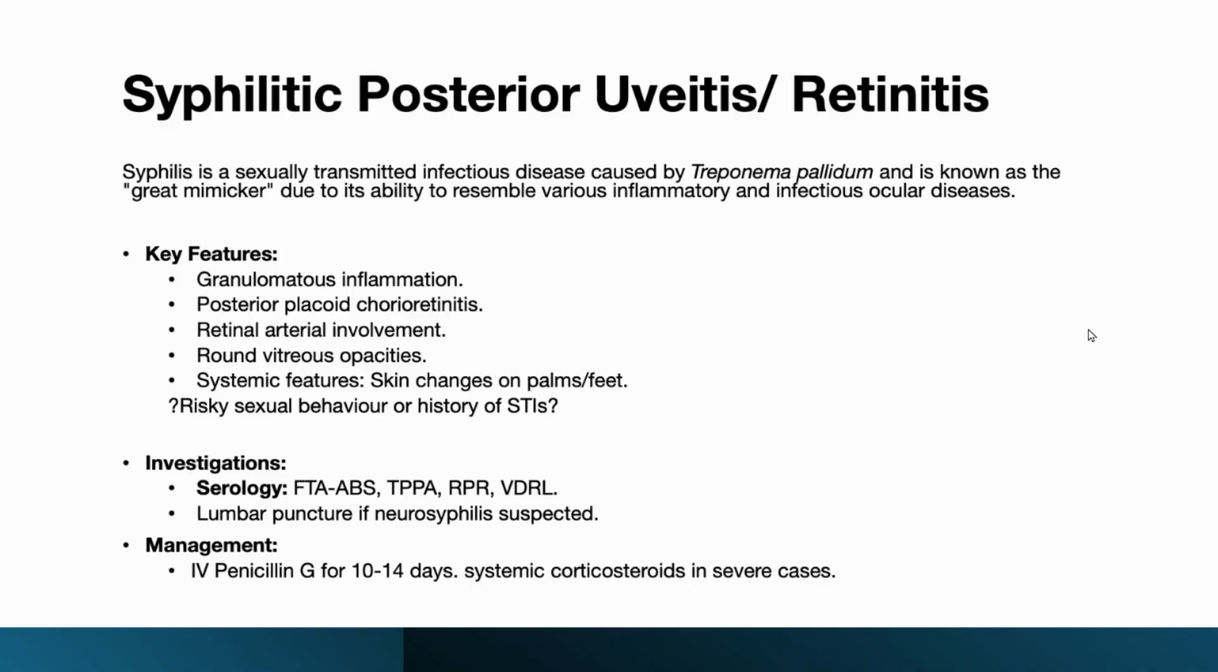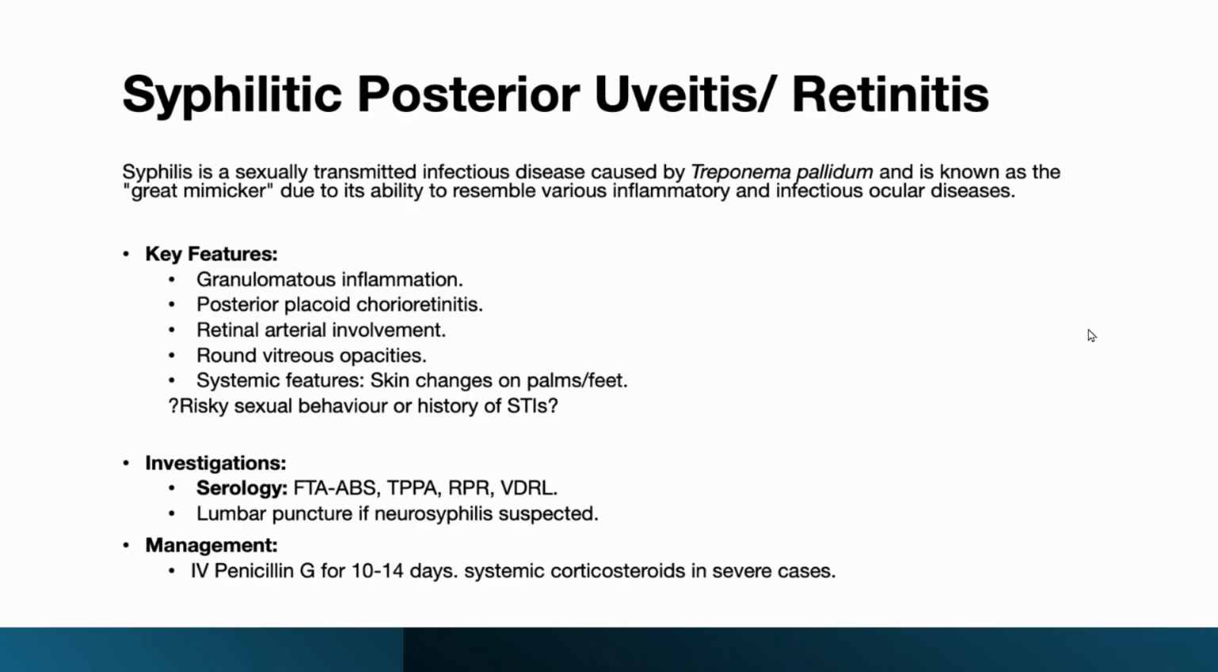Syphilis is caused by the bacterium Treponema pallidum. It is a sexually transmitted infection known as the Great Mimicker due to its ability to resemble a wide range of inflammatory and infectious ocular diseases. Ocular syphilis can present in a variety of ways, but the most common and characteristic is syphilitic retinitis, particularly in cases of recently acquired syphilis.